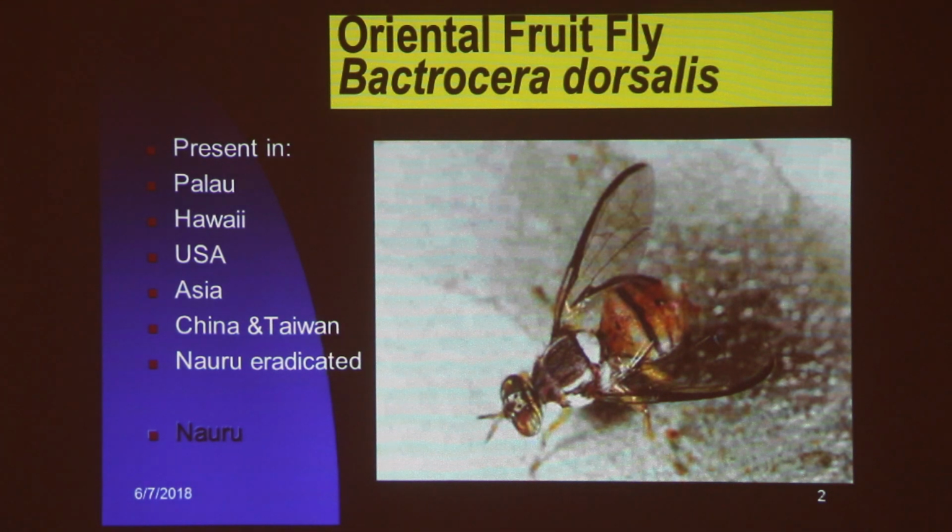So this is fruit flies. There are many different fruit flies, and this one is called the oriental fruit fly. It's present in Palau, in Hawaii, in US, in Asia, in China, and in Nauru. The oriental fruit fly has many hosts. A host is a plant where the fly is laying the eggs inside. So that's called the host plant. A lot of fruits and vegetables are attacked by this oriental fruit fly, and then the little worms come inside and the fruits and vegetables cannot be used to eat.